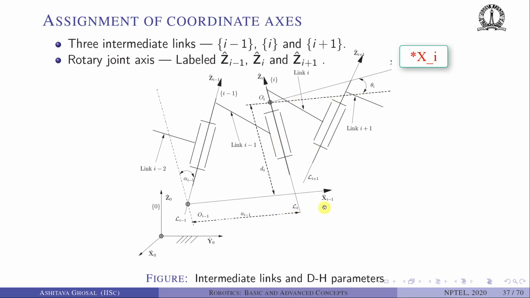Between the x-axis Xi-1 and the next, which is Xi, the distance is called di. This is the link offset. Likewise, if I project this Xi-1 to this dotted line here, then the angle between these two lines is called theta i. So we have the assignment of axes: the z-axis is along the joint axis, the x-axis is along the common perpendicular, the origin of the coordinate system is on the joint axis, and so on.